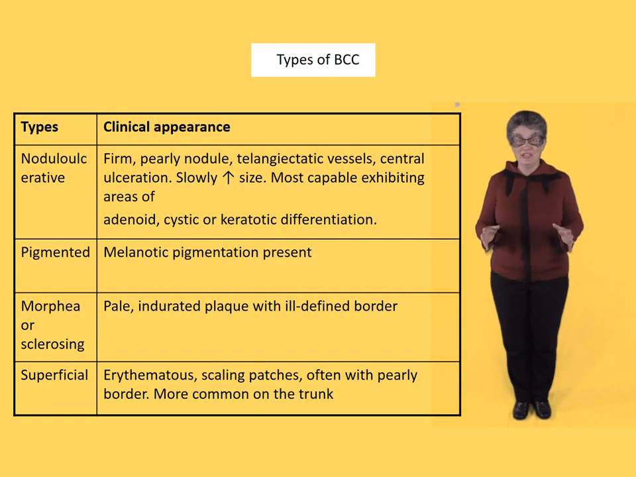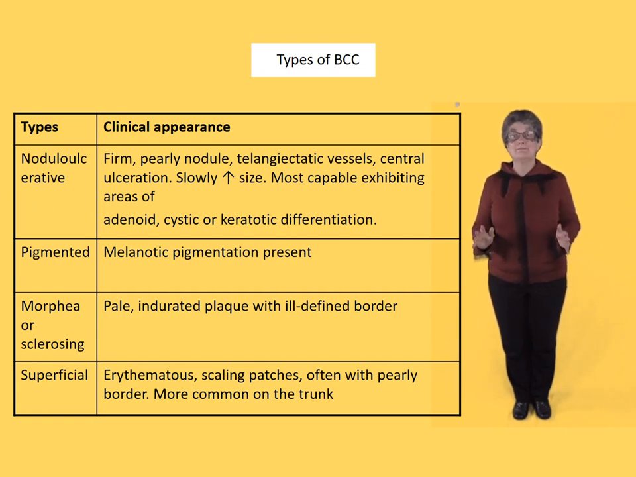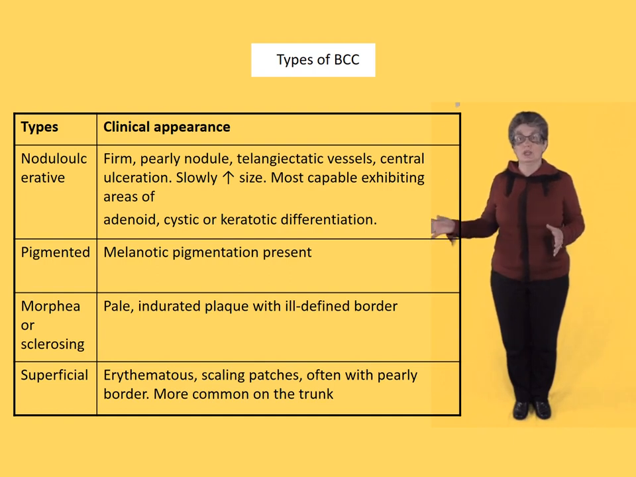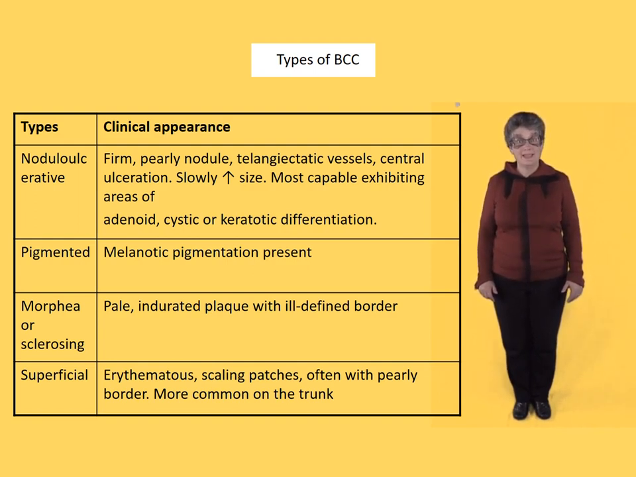The second epithelial tumour we need to know about is basal cell carcinoma. There are several types of basal cell carcinoma, and that affects how it looks on the skin. The classical type that we think about is the nodular basal cell carcinoma. It's the firm, white, pearly nodule that can become ulcerated. Sometimes basal cell carcinomas can become pigmented as well and imitate melanoma.